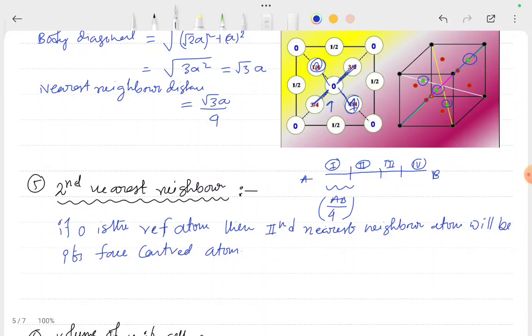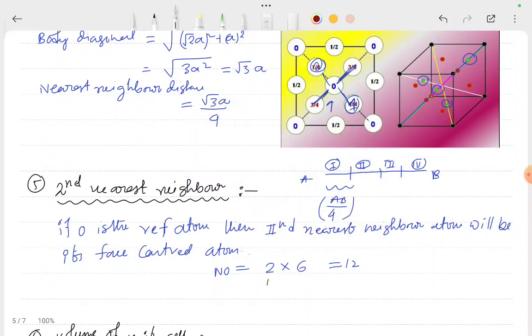Just focus, I just show you one face, this is one face, okay. You just see the pictures at the face, and there will be 2 atoms, okay, one atom at the position 1/4, another atom is at the position 3/4. At the cubic lattice there are 6 faces, so second nearest atoms is equal to 12, obviously 12. Okay, so number equals 2 into 6 equals 12.